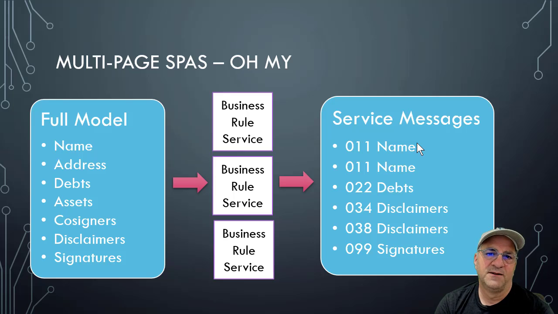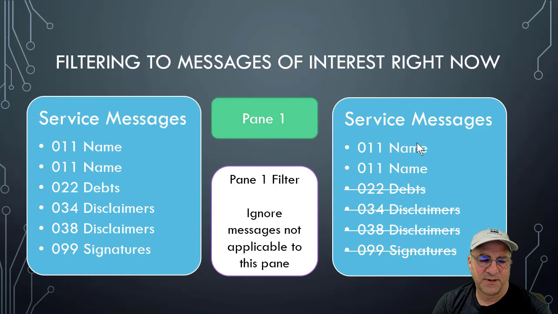Maybe there are big submodels. We're going to run those through the business rule services, and they're going to generate a whole bunch of messages. In the example here, we've got 6 messages that came out at the start. All of those messages are correct for running the business process, but they're not necessarily correct for the pane we're on. So we're going to create a filter tied to each pane. We give all the messages a number, and the pane filter says the only messages that matter on this pane are the ones tied to name and address. All the other messages will be filtered out.